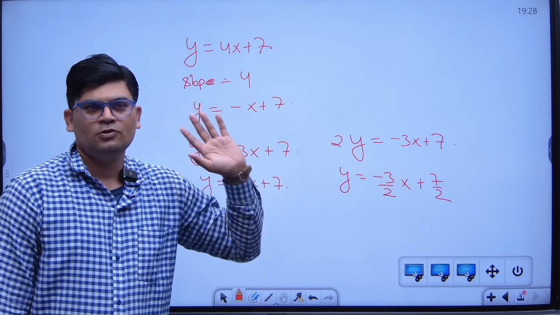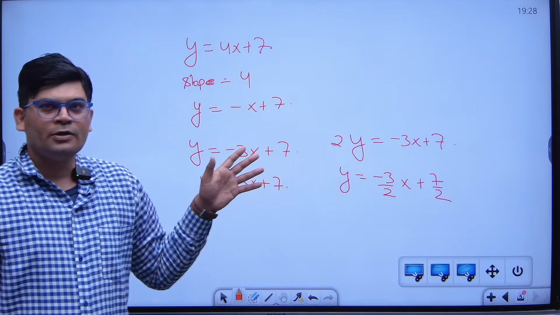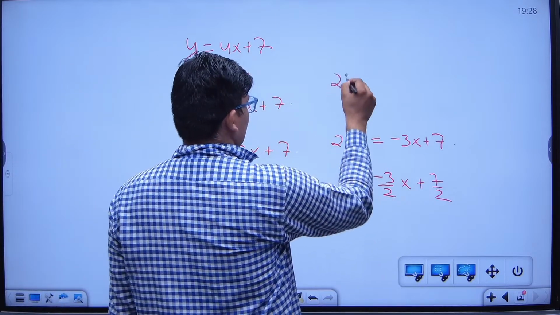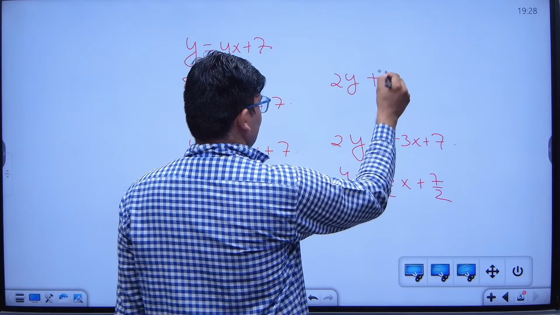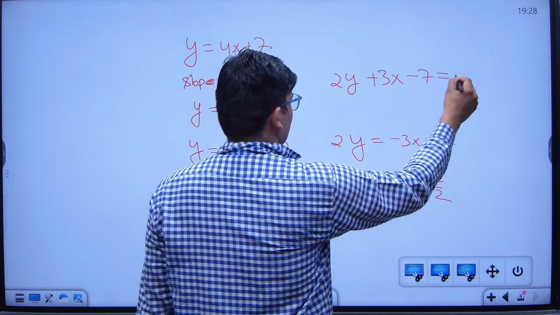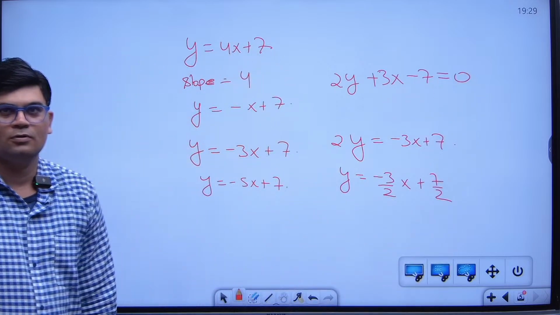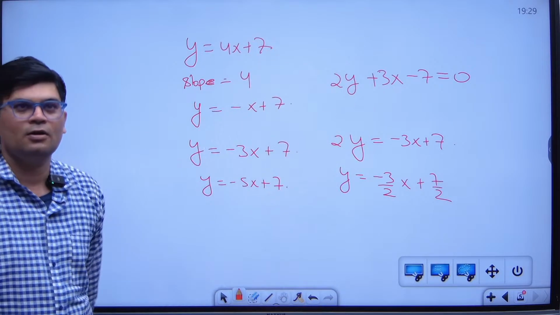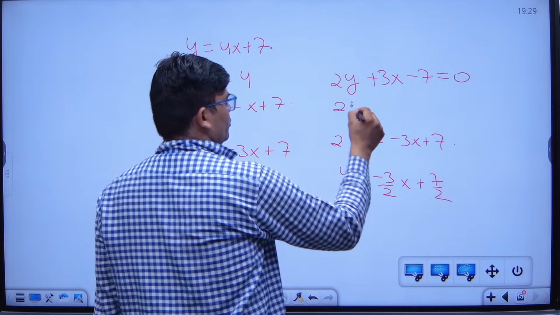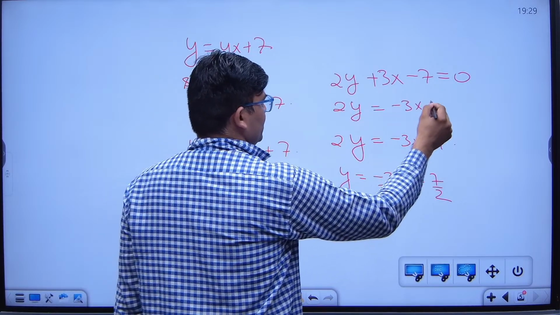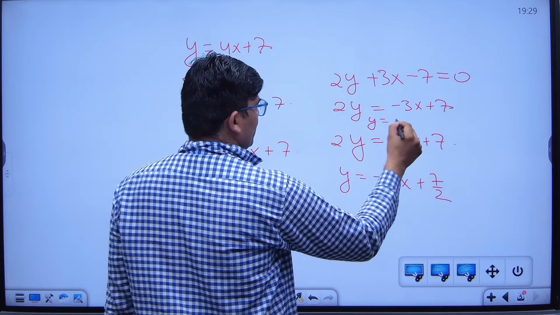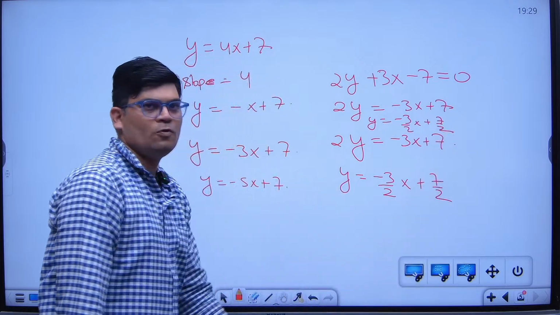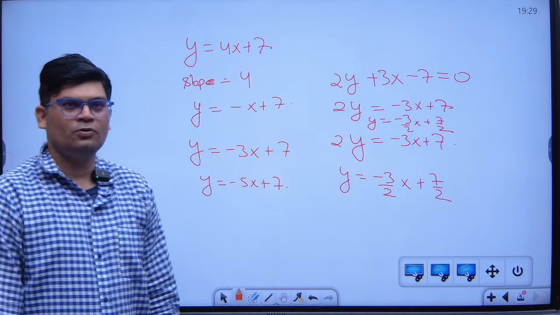Any doubt? You have to write the equation in this form, and then whatever is the coefficient of x is the slope. But you may not find the equation many times in this manner. Sometimes you may be given the question like this: 2y plus 3x minus 7 is equal to 0. So you have to reconvert this equation in this form. I hope now you are getting it. So how you will do? 2y is equal to minus 3x plus 7 and y is equal to minus 3 by 2 x plus 7 by 2. So slope is minus 3 upon 2. Understood?